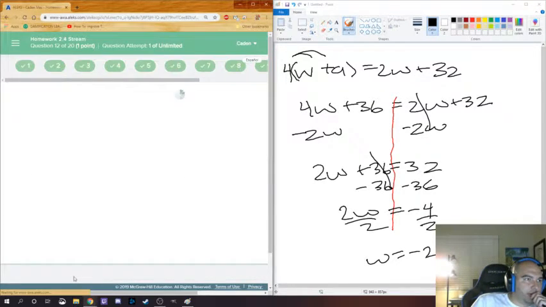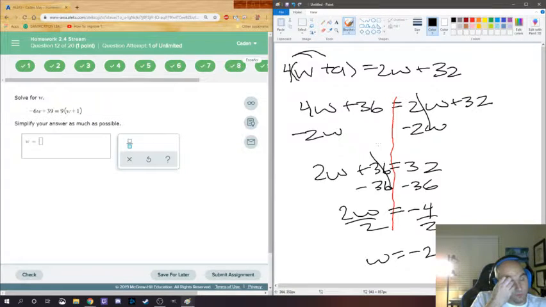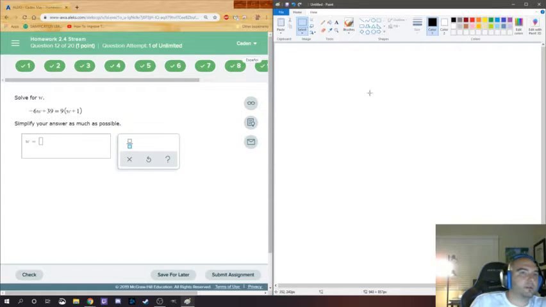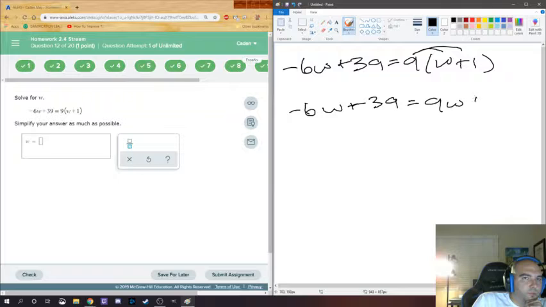Okay, continue. I get the feeling this will be the other one of a similar type. Oh, should I do it legit? Okay, I will. I've got to show you as many of these as I can. Okay, so we got -6w plus 39 equals 9w plus 1. I'm distributing on this right side, actually, so the left side will remain as is for now. And the right side will become 9w plus 9.